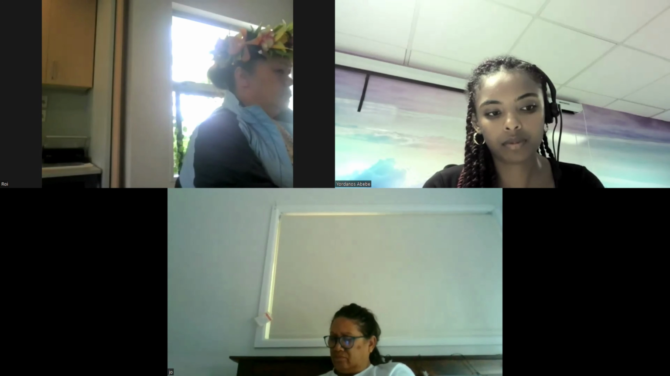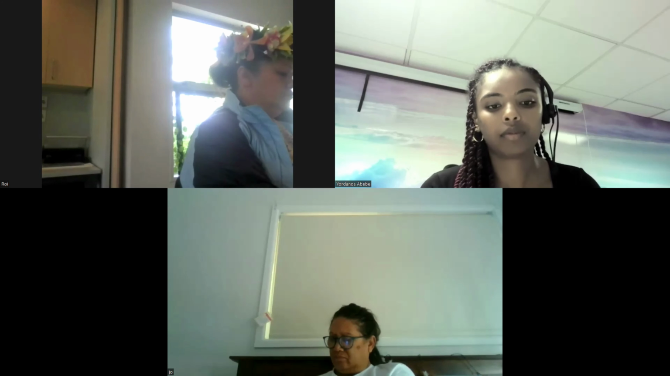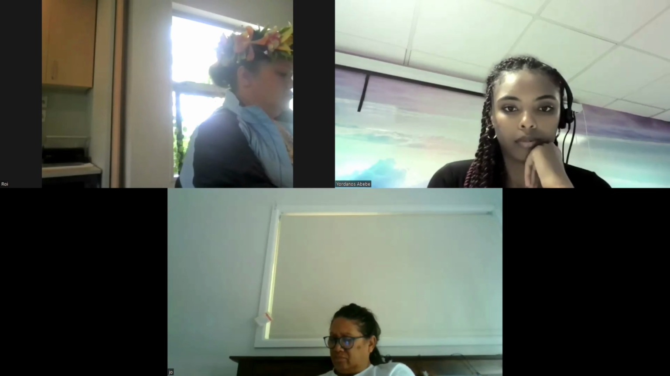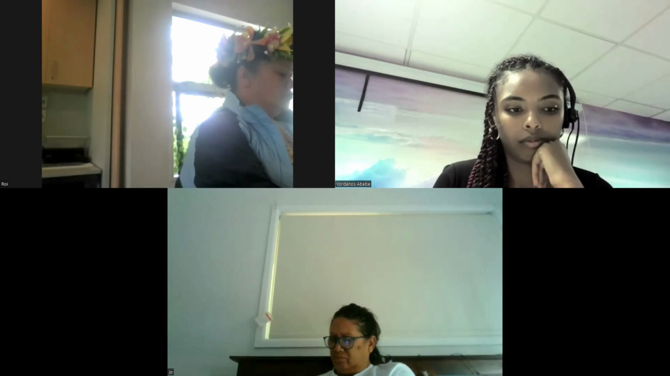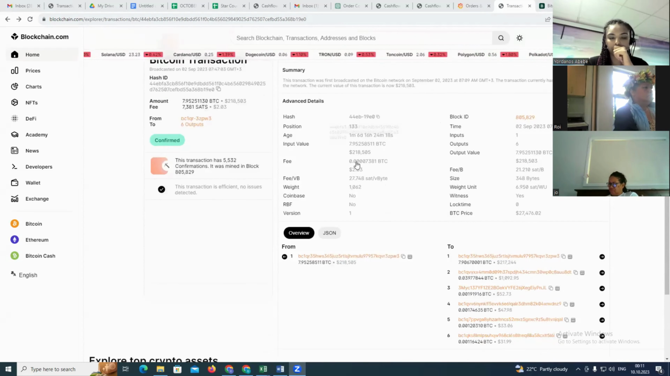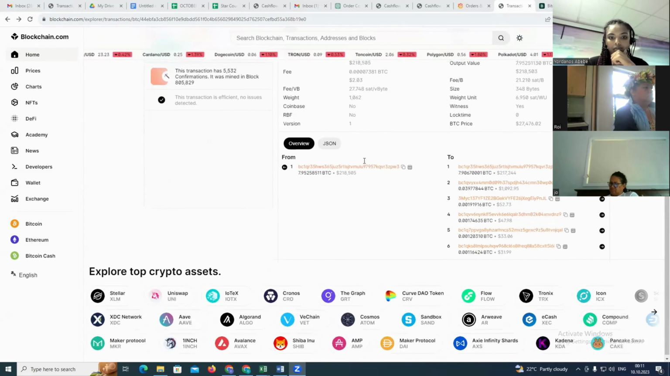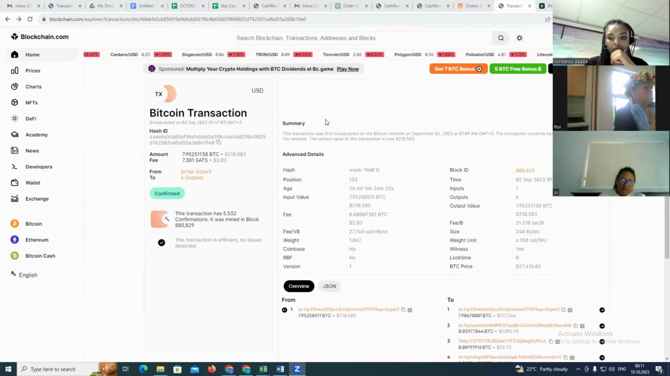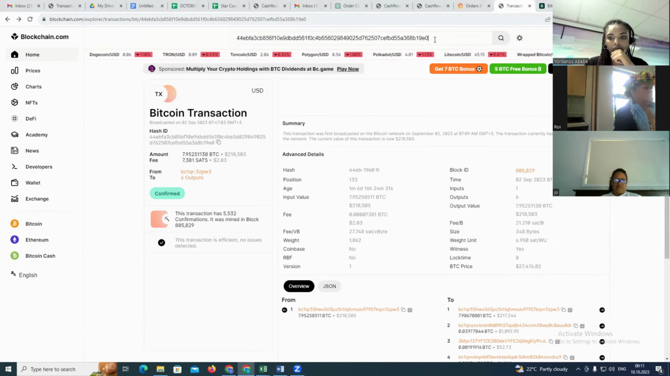So let's start with blockchain. Let me share my screen again. This is blockchain.com. This is the Blockchain Explorer, whereby you can verify any Bitcoin transaction, only Bitcoin transactions. So what does a transaction on blockchain look like when you send your Bitcoin from one wallet to another wallet? This is an example of a transaction ID.